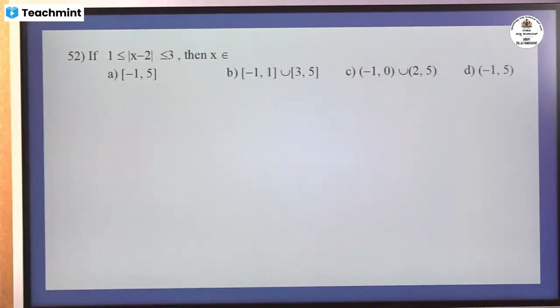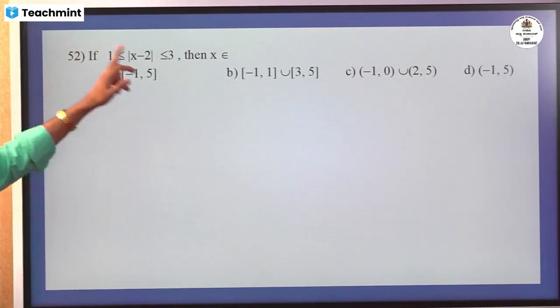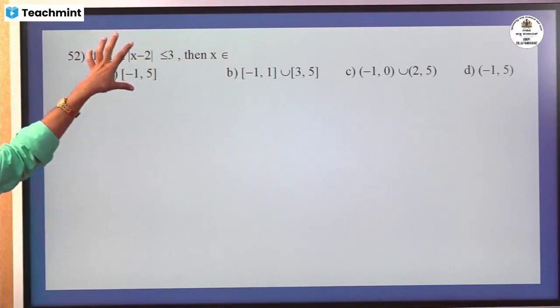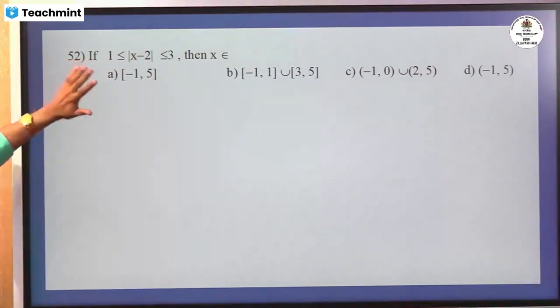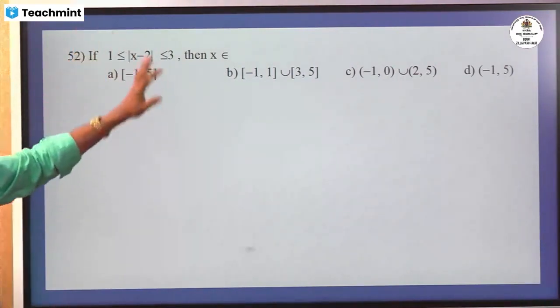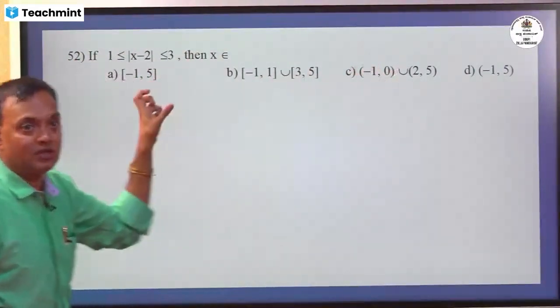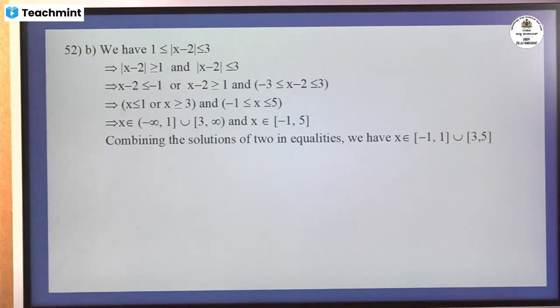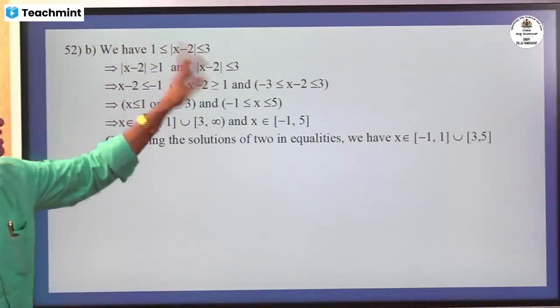Next question. Modulus of x minus 2 greater than or equal to 1 and less than or equal to 3, then x belongs to. So this is an inequality question, correct? Modulus of x minus 2 greater than or equal to 1 and less than or equal to 3, then x belongs to. We need the value of x, the range of x. Now here we have modulus of x minus 2 greater than or equal to 1 and less than or equal to 3.